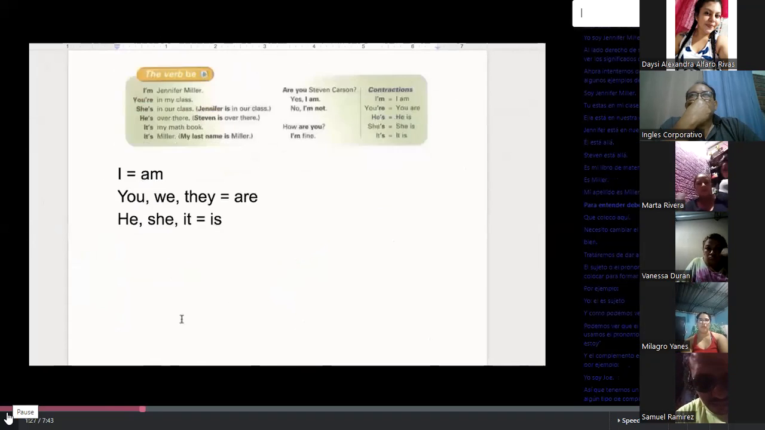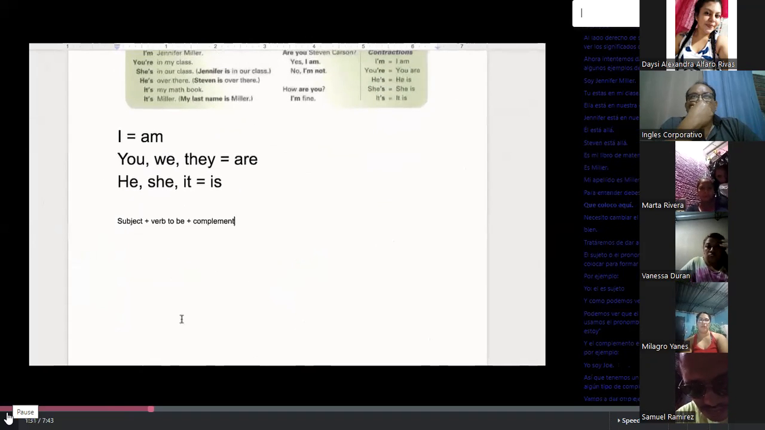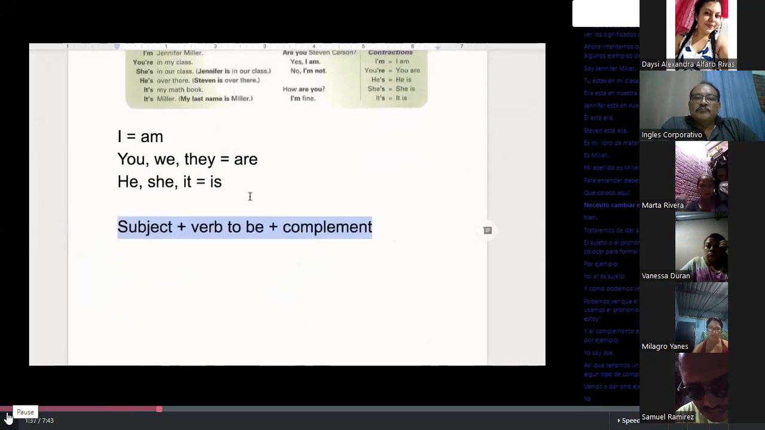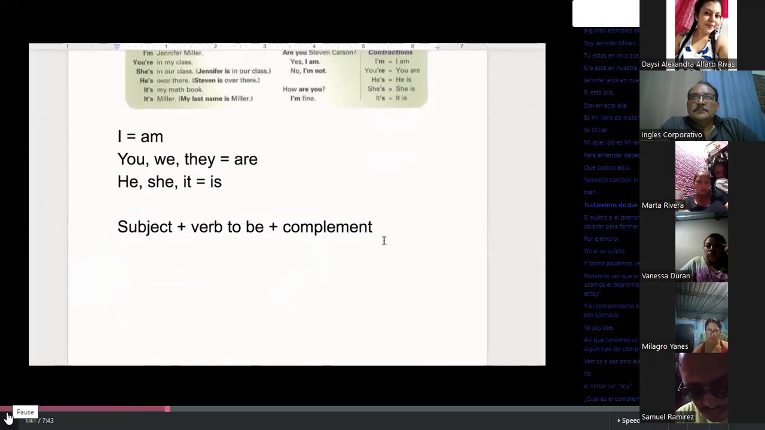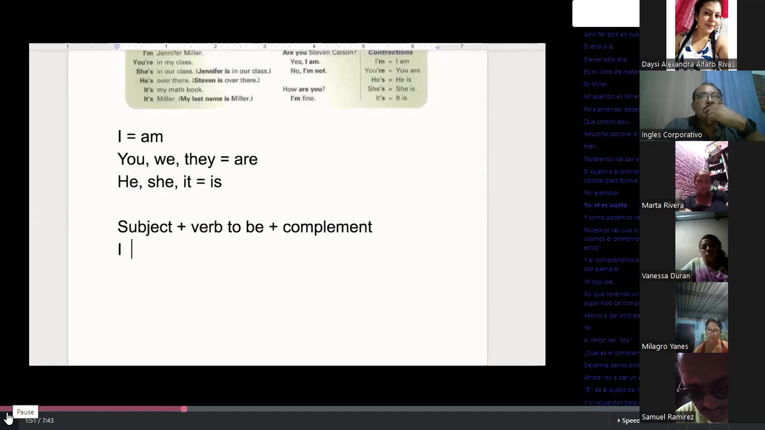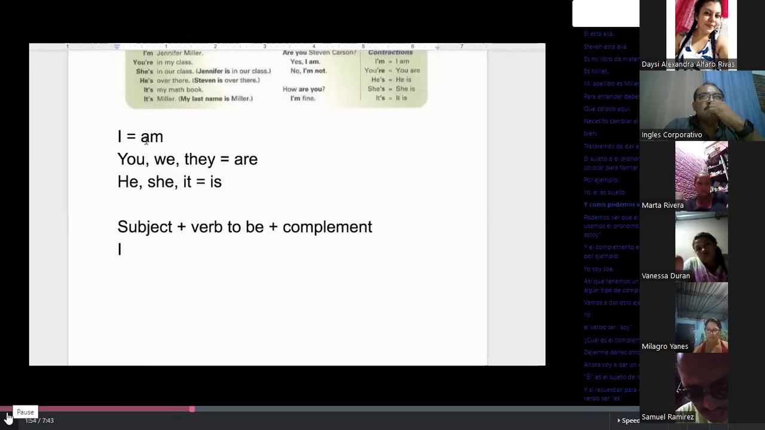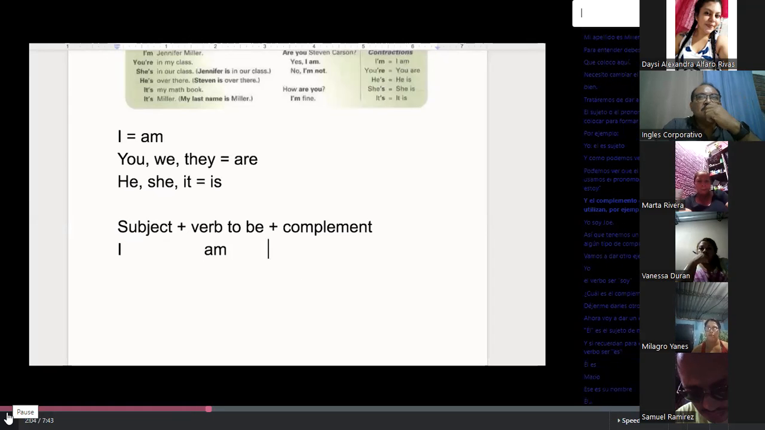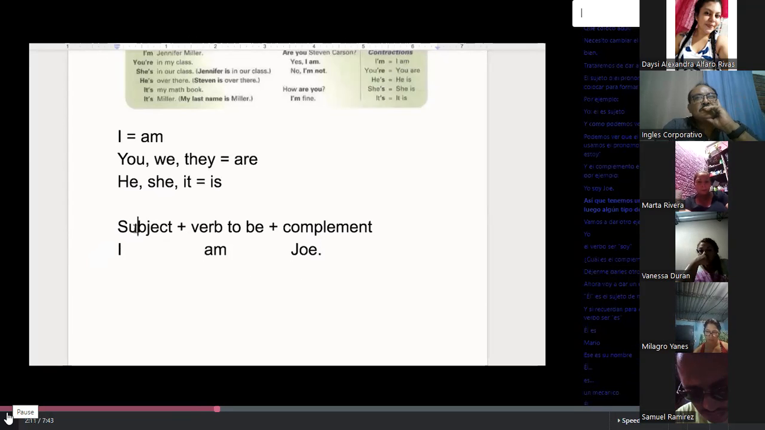In order to understand this, you need to follow this particular rule that I'm going to display here on this document. Let me just change the size. One second. All right. And we're going to try to make sense of it, right? The subject or pronoun is the first thing that we're going to have in order to form sentences. So, for example, I is the subject. And as we saw here, the verb to be we use whenever we use the pronoun or the subject I will be am. I am. And the complement is just other words that are used. So for example, I am Joe. So we got a subject, the verb to be, and then some kind of complement.